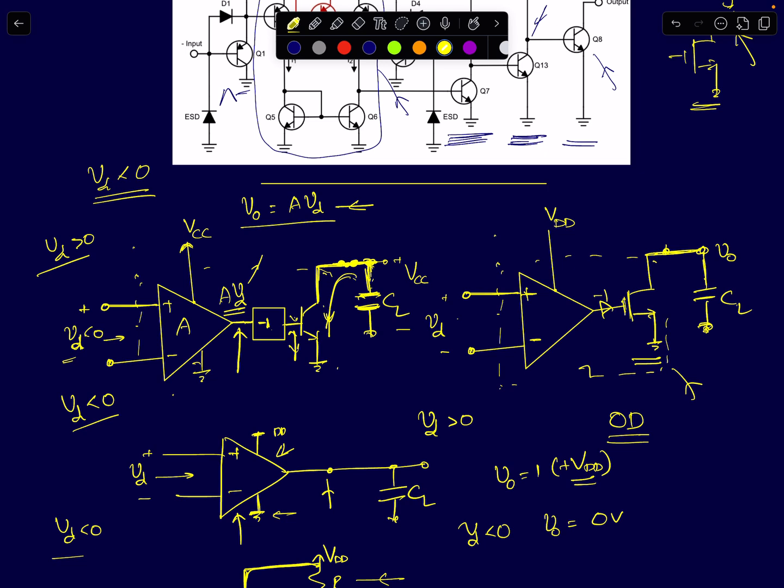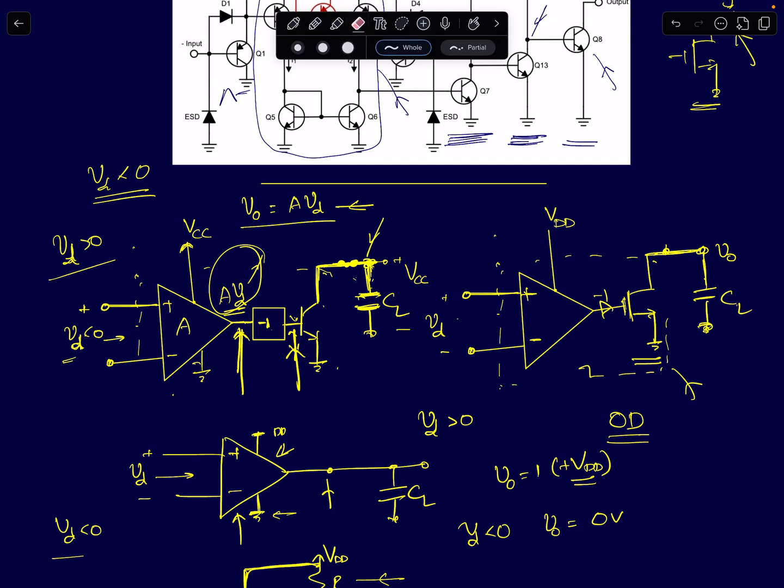Now what happens when your VD, the differential input voltage, is greater than 0? If your differential input is greater than 0, then the voltage at this node will be a huge positive voltage, which means the voltage at the base of this transistor will be a huge negative voltage, which means this transistor will be cut off and the capacitor voltage will not change. There is no path to either charge the capacitor or even discharge it, because this transistor is cut off. The capacitor at the output node is just floating.